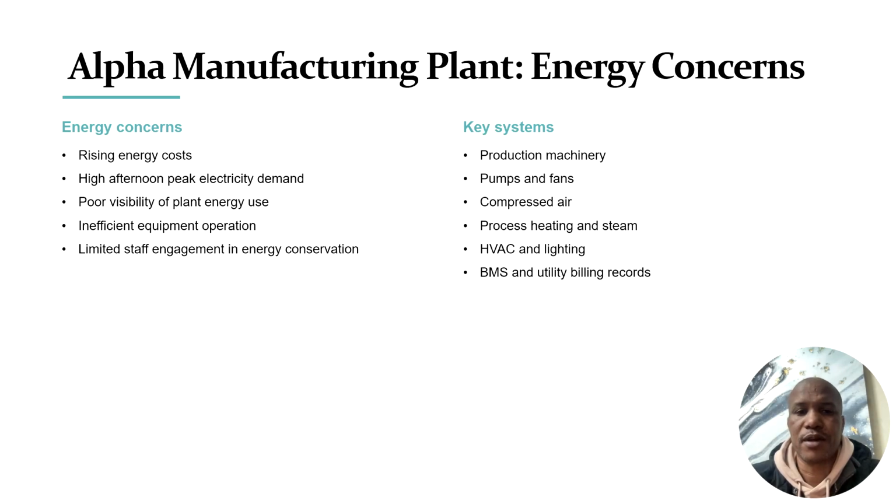Alpha Manufacturing Plant has several energy management concerns. This includes rising energy cost, peak electricity demand during afternoon production, poor visibility of use, inefficient equipment operation, limited staff involvement in conservation. The plant includes production machinery, pumps and fans, compressed air, process heating, steam services, HVAC, lighting, a small BMS, and a basic electricity and gas billing records. The case study shows that both technical and behavioral issues contribute to energy waste.